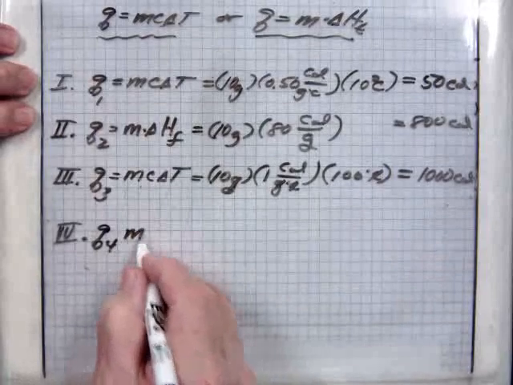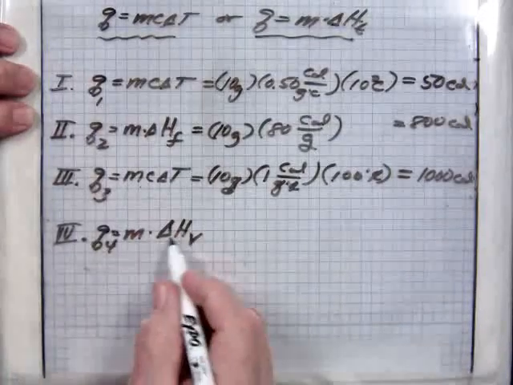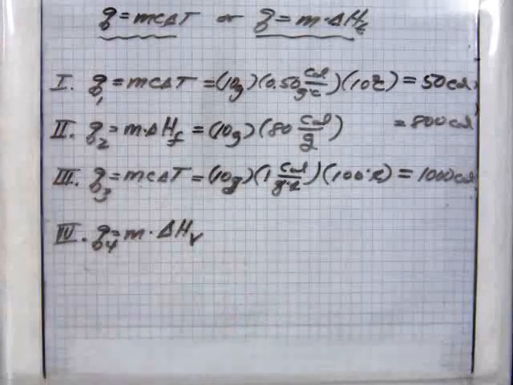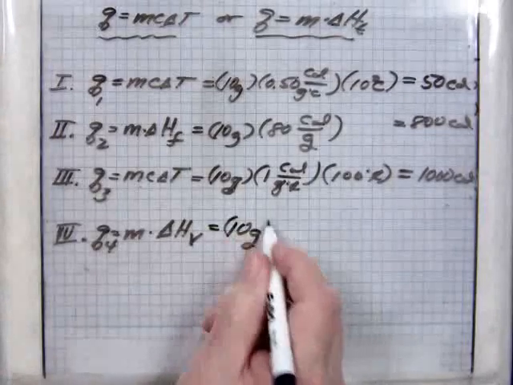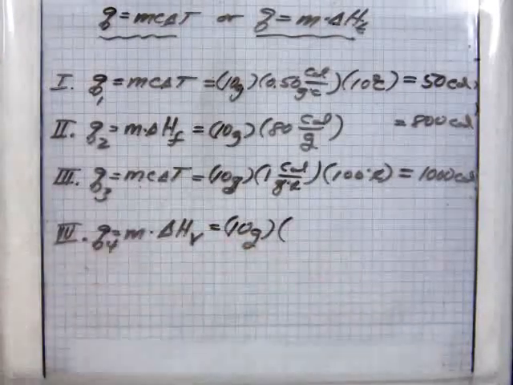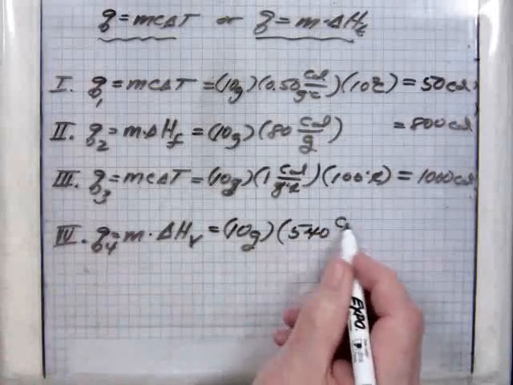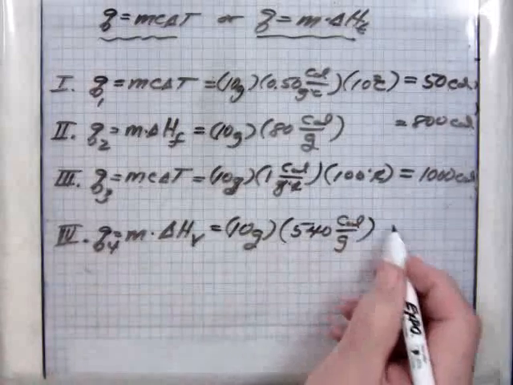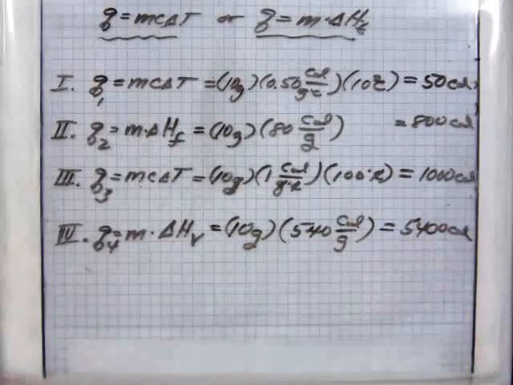Q4 is M delta H, and it's titled delta H of V, vaporization. It's the heat of vaporization. And so that would be 10 grams of liquid water being vaporized into the vapor state, and the constant given, 540 calories per gram, and so that's 5,400 calories for the evaporation of the 10 grams of water. So this is 5,400 calories.